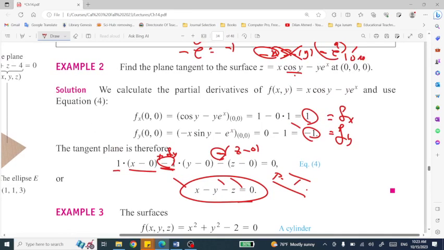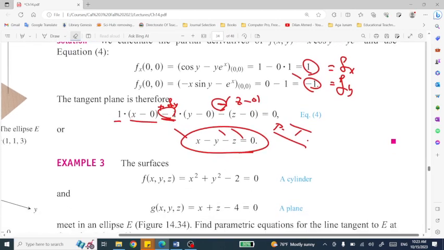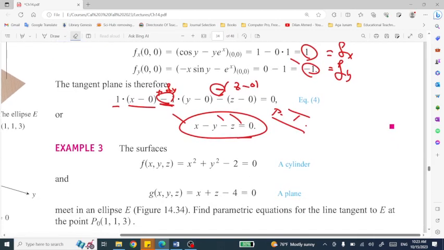Clear, dears? Now, example number 3 has a good idea, and it's important. Listen to the question. We have the surface W, and a plane, and they meet in an ellipse.